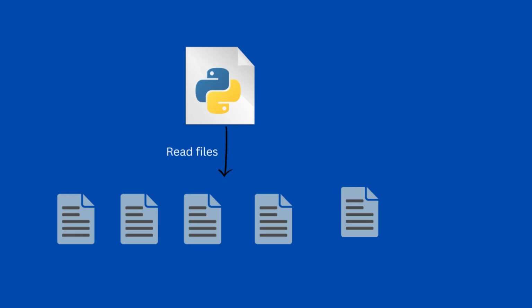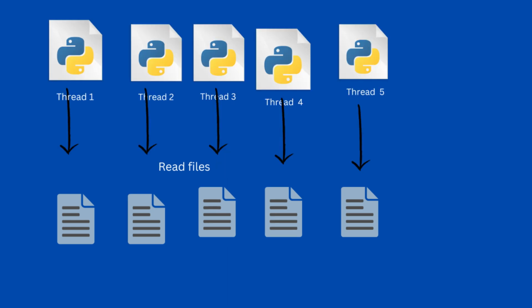Let's take another example. If there are hundreds of document files inside a directory and you need to process all of these files, the first thing that we do is read all of these files one by one and process them, right? So this will definitely take some time because we are reading the files one by one. In this case, to improve performance, we can implement threading.